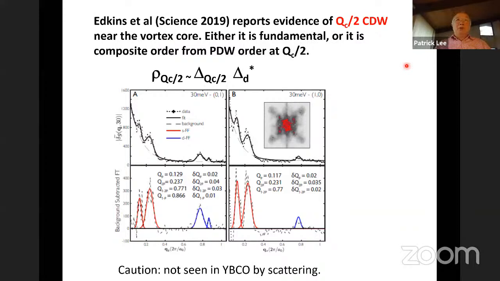So this is a Fourier transform. This is two-layer Bi-2212. The charge density wave is well established at 1/4 wave vector, which is here. But they saw an additional peak at exactly half of this, on both sides.